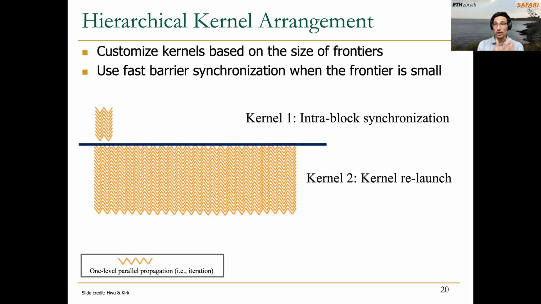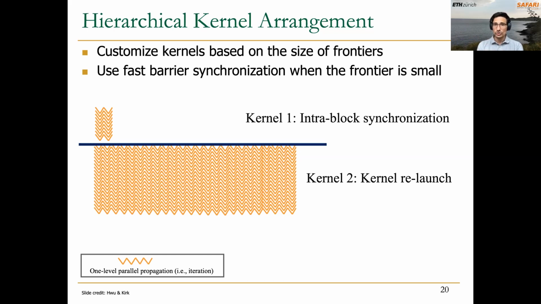And we also talked about a hierarchical kernel arrangement as a way to minimize as much as possible the synchronization needs. If the size of the frontiers, the size of the queues, is not too large, we can use a simple approach where a single thread block uses intra-block synchronization, thus saving the kernel termination and the overhead of relaunching a new kernel.